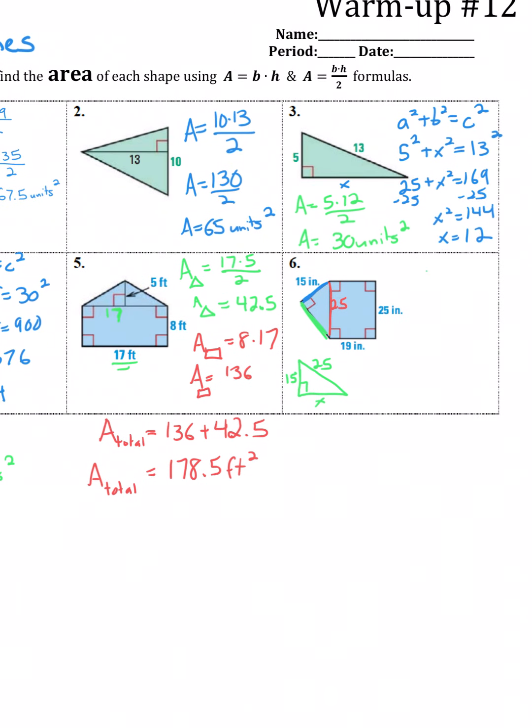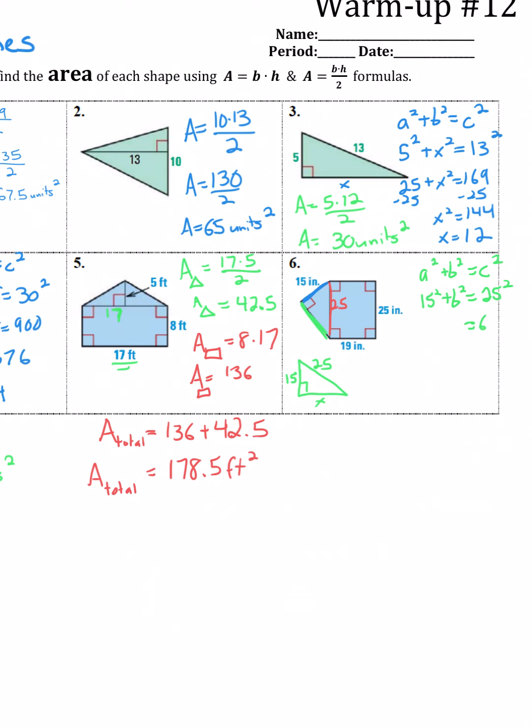So same thing we did on problems 3 and 4. We'll start by using Pythagorean theorem to find the missing side of that triangle. A squared plus b squared equals c squared. 15 squared plus b squared equals 25 squared.